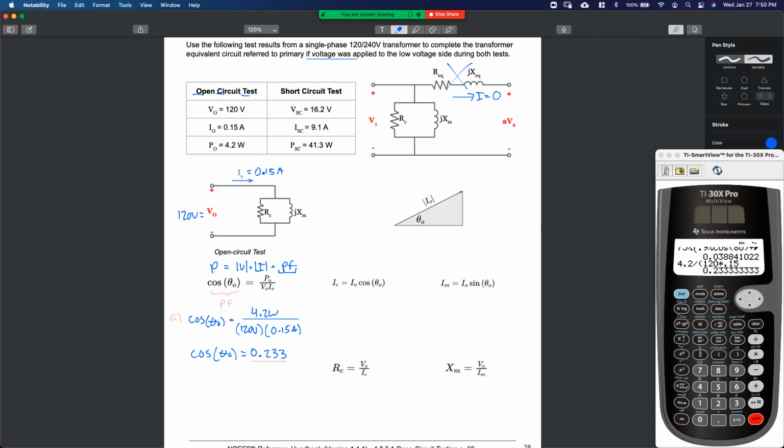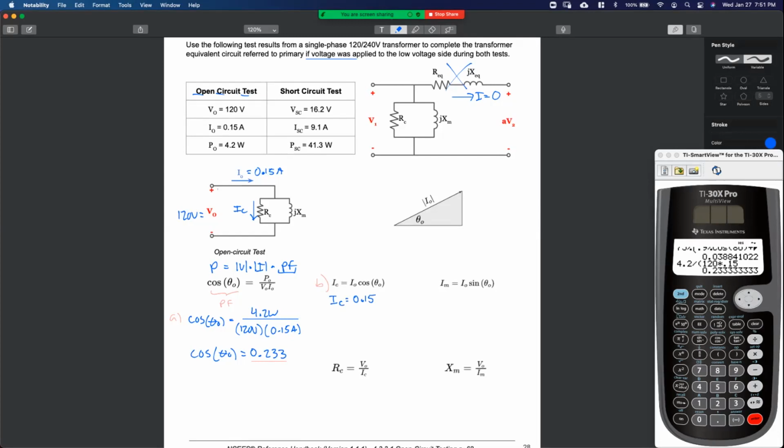Let's calculate IC. Okay, so here's B. What is IC? I've got two variables, R of my core and my magnetizing reactance. Sub C, right? This is the current drawn by just the resistance. So here is IC. All right, ready to calculate IC? IC is just how much amps were pulled during our open circuit test. 0.15, right? 0.15. What is cosine theta?